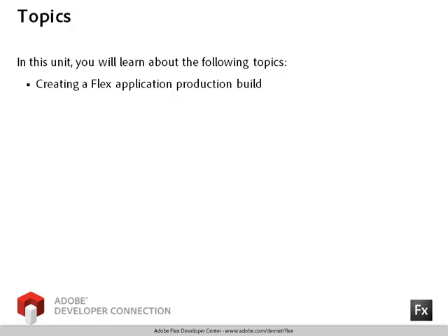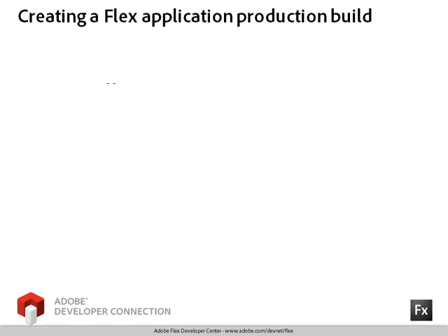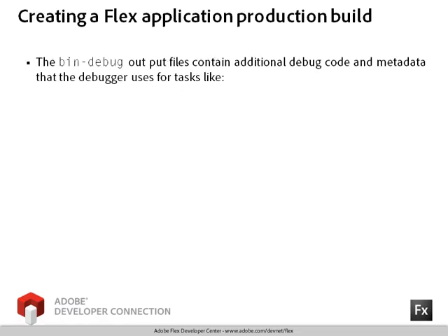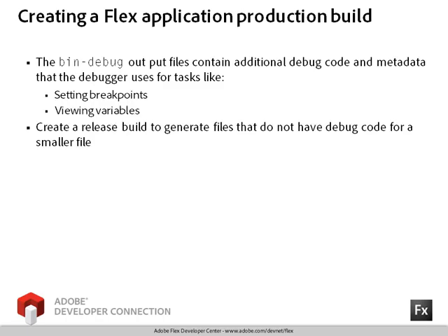production launch. The files in the bin debug directory contain additional debug code and metadata that the debugger uses for tasks like setting breakpoints and viewing variables. You should create a release build to generate a smaller file without this debug code and use it for your production site.